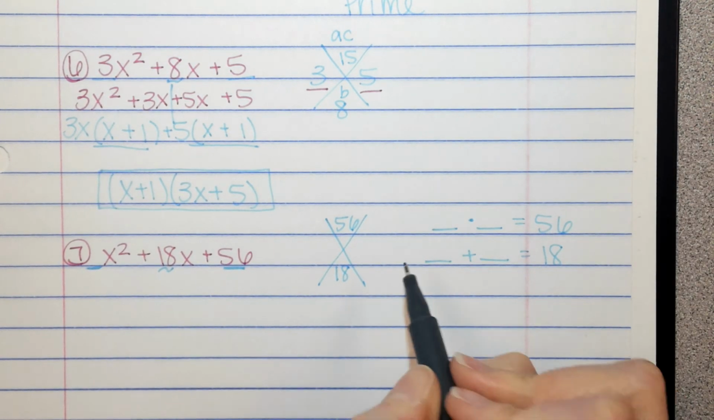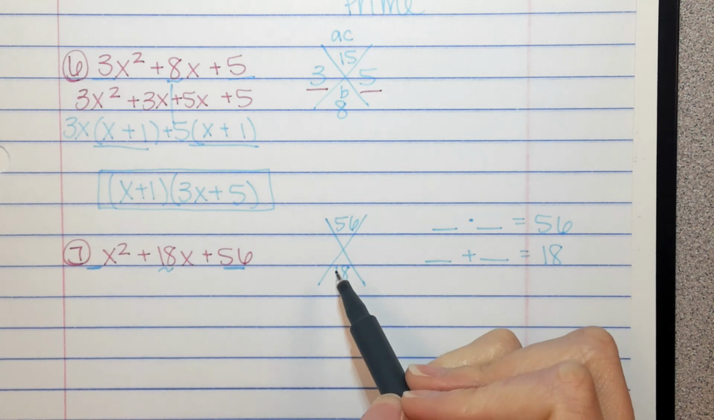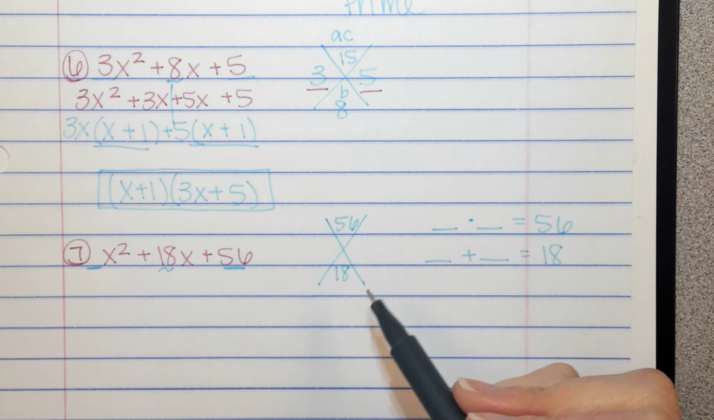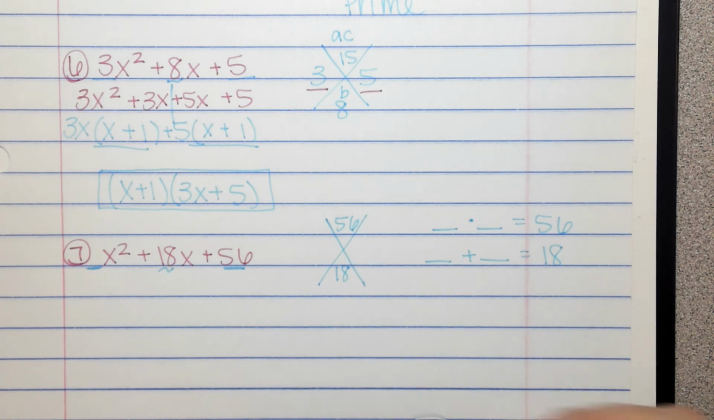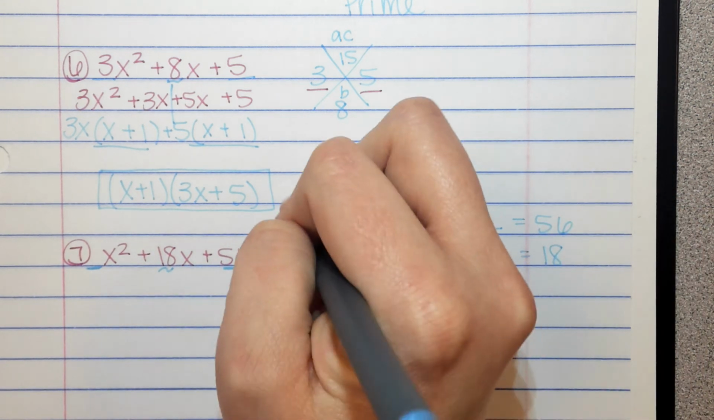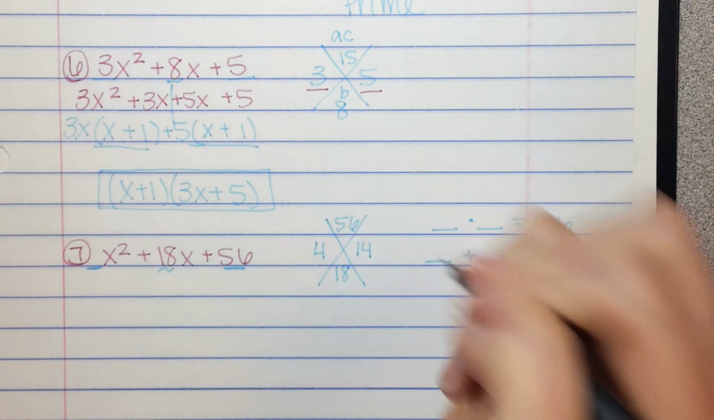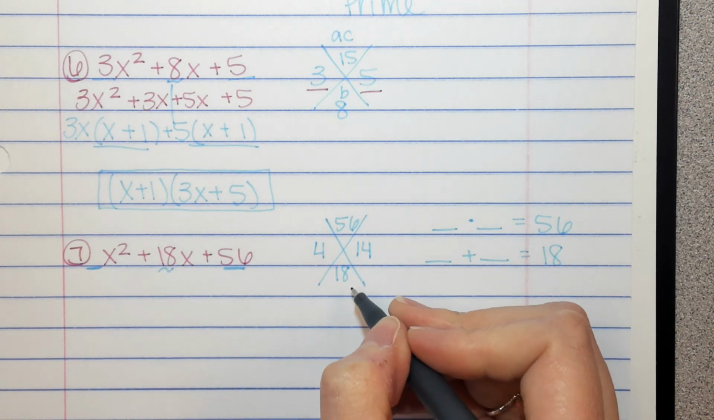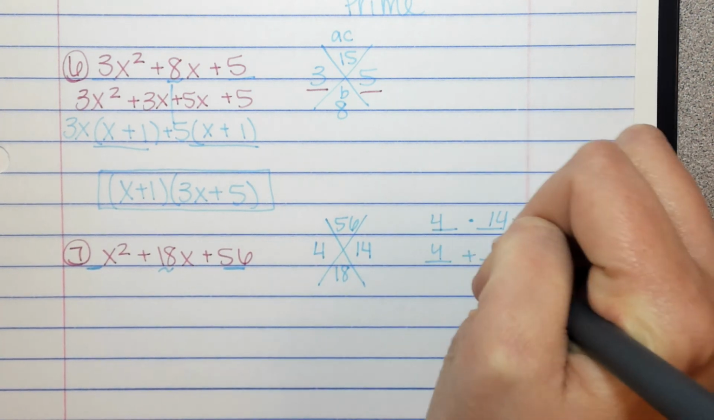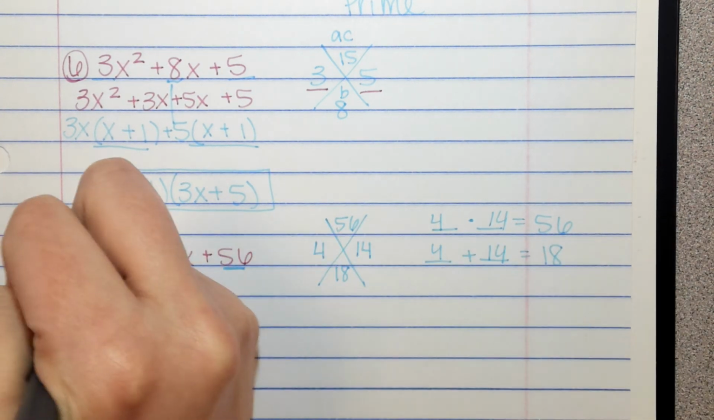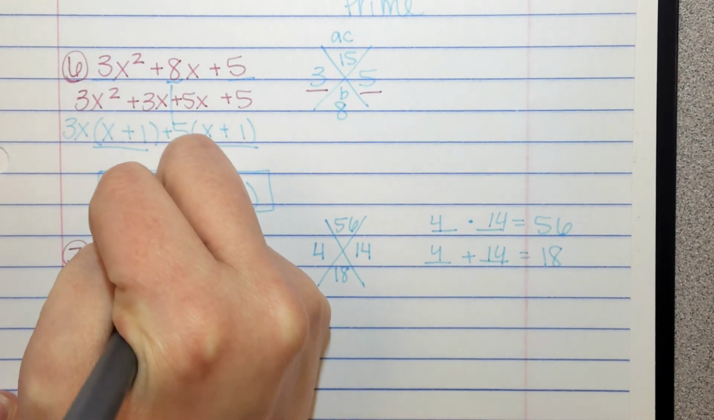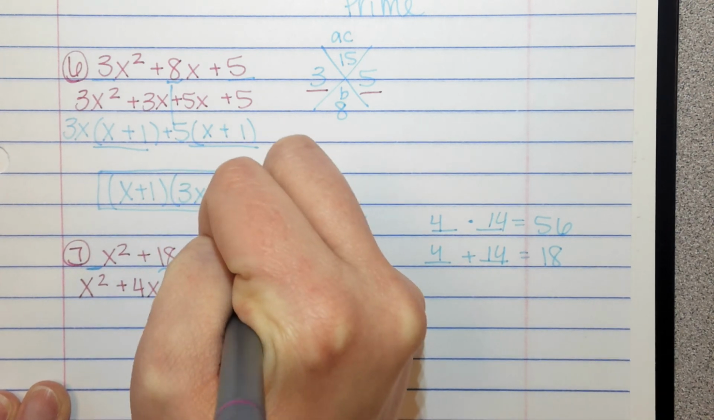Okay? So you can go down some different factors of 56. You can do 2, 3, 4, 5, 6. You can divide by each of those until you find a pair that works. So I believe when you do 56 divided by 4, you get 4 times 14, and that does in fact give you 18 when you add. So 4 times 14 is 56. 4 plus 14 is 18. So I'm going to change this expression to x squared plus 4x plus 14x plus 56.